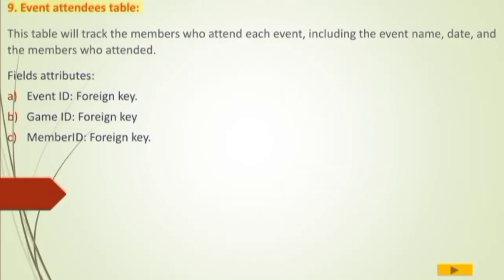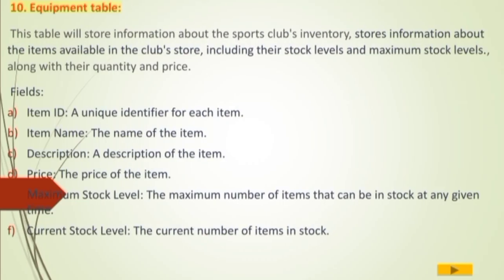9. Event attendees table. This table will track the members who attend each event, including the event name, date, and the members who attended. Field attributes. A. Event ID. Foreign key. B. Game ID. Foreign key. C. Member ID. Foreign key.